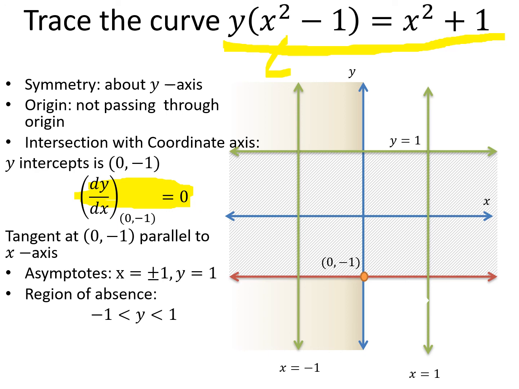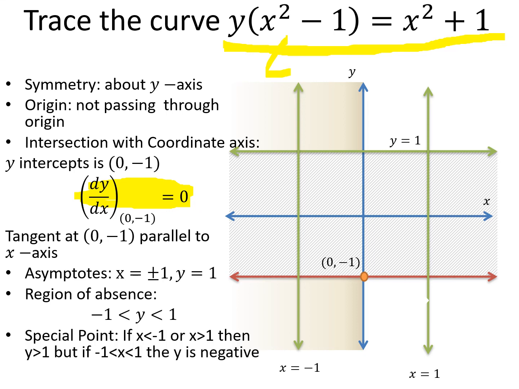Okay, because now here one special point is there. Because it is symmetric about the y-axis, you want to draw only from x equal to 0 to infinity. So this region is broken into 2 parts. See, it is x equal to 0 to 1 and x equal to 1 to infinity. So if x lies between 0 to 1, that means x is less than 1, then y is negative. Understood? So if x is less than 1, then y is negative.